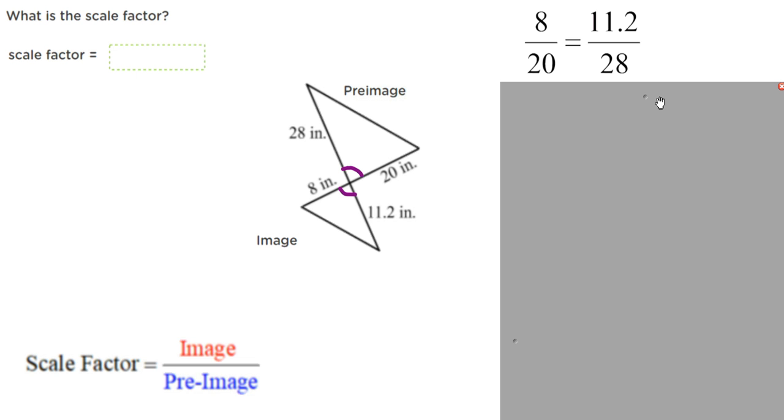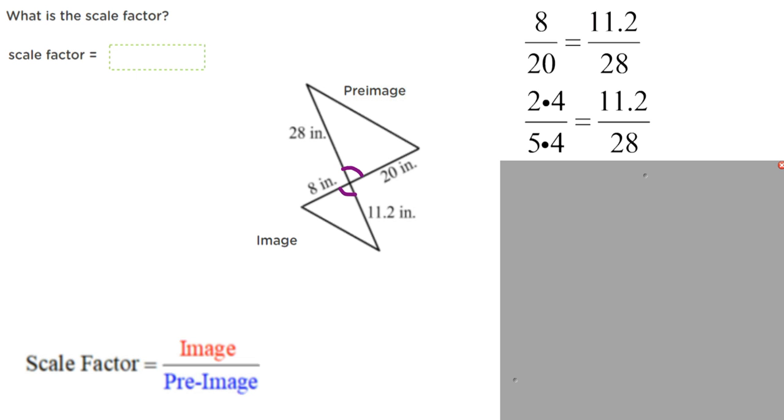So just like we did before, I want to think about, do these numbers have greatest common factors that we can divide out to simplify our ratio? Well, we know 8 comes from 2 times 4, and 20 comes from 5 times 4. Therefore, there is a 4 as a greatest common factor that we can divide out. So our ratio on the left-hand side, 8/20, really simplifies to 2/5.